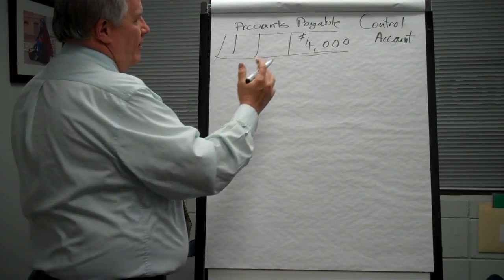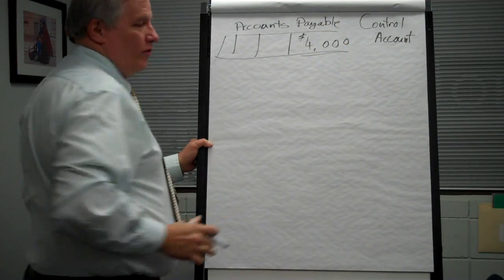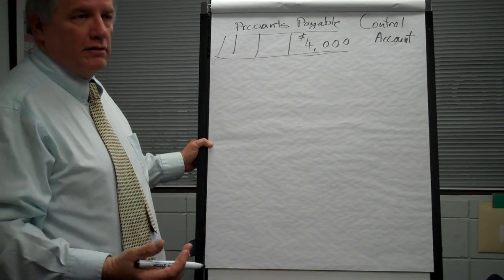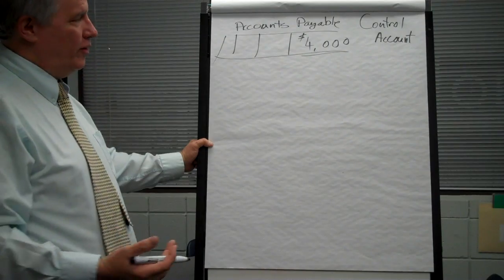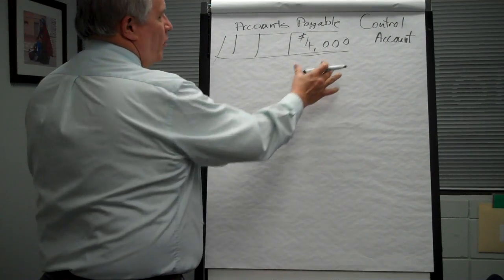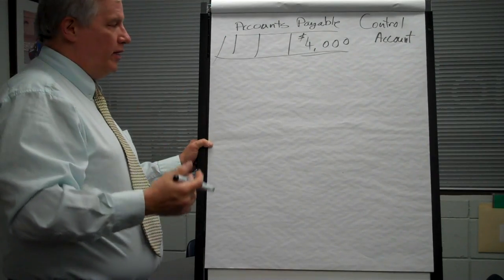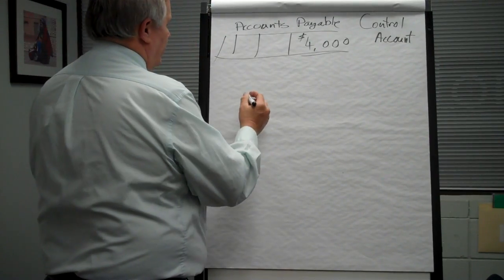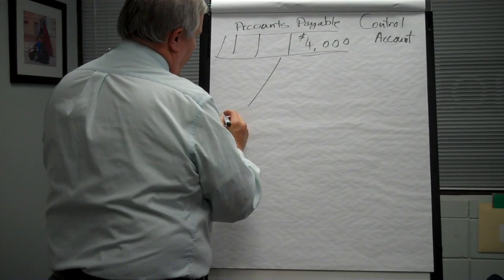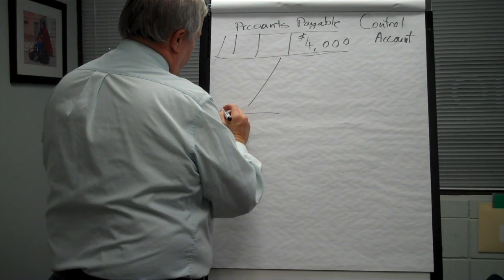Control account. This is going to show up on the general ledger. It's going to show up on my trial balance. It's going to show up on my balance sheet. To support this, I need more information. I need information about who I owe money to. And so I'll have subsidiary ledgers.